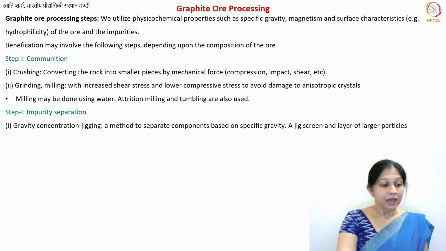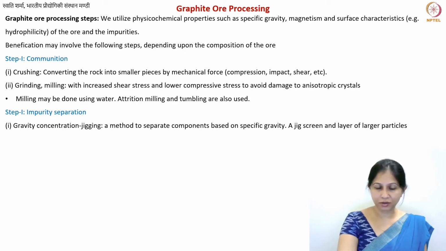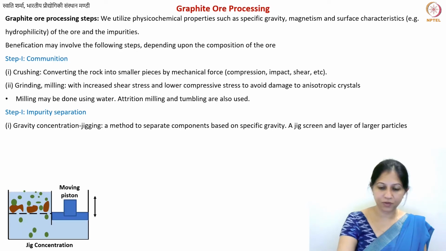Okay. So the first method that we are going to discuss is known as gravity concentration, or jigging concentration also used. So this is jigging, commonly known as the jigging process. So what is it? This is a method where, based on the specific gravity, you separate things, but you have a medium like water. So okay, I will show this with this picture.